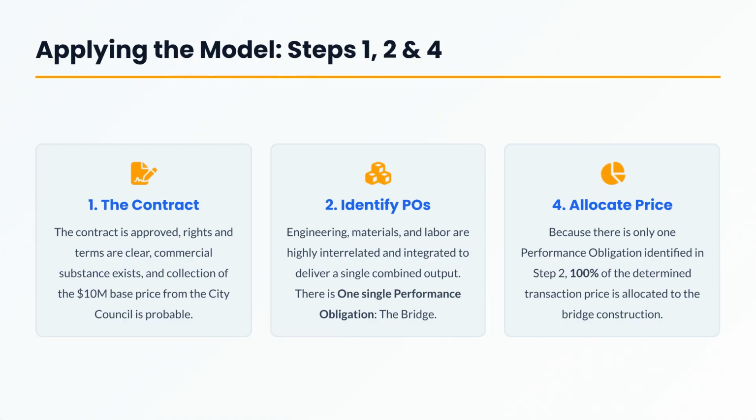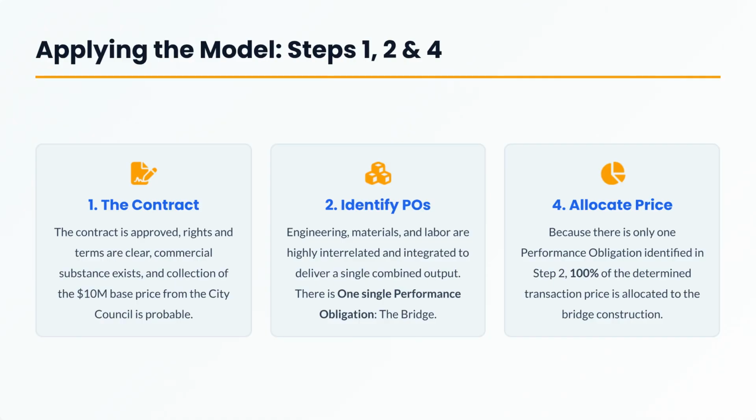We start by running this through the 5-step model. Step 1. Identify the contract. The contract is signed, terms are clear, and collection of the $10 million from the city is probable. We have a valid contract. Step 2. Identify performance obligations. Building a bridge requires engineering, concrete, steel, and labor. But, because these are highly integrated to deliver one single output, we only have one performance obligation, the bridge.